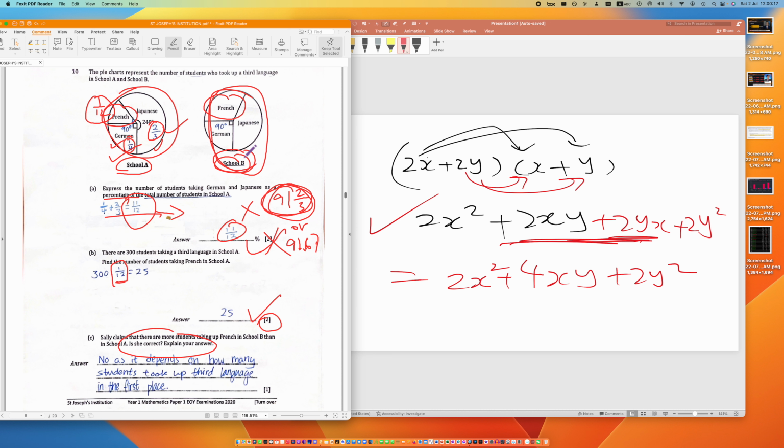She might be correct. So this question is not yes or no. This one is can't tell. You understand me or not? If let's say the number of students in school B is the same as school A, then French is definitely more, right? But right now, you just have to say can't tell whether she is correct or not because the number of students in school B is not known. That's it.